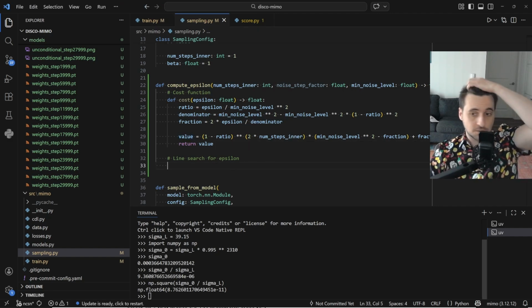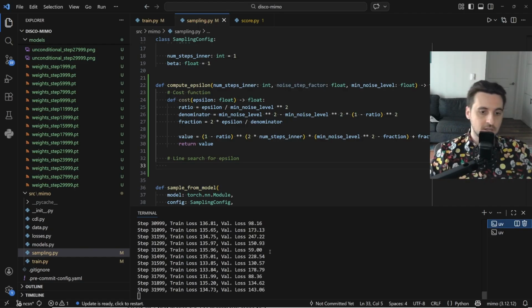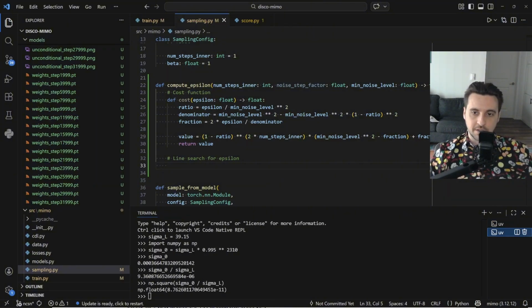Is there a way I can search for this in Python? Is this guy still training? Yeah, this training is still going very well. So we definitely got it right. Oh yeah, I forgot to check data normalization.